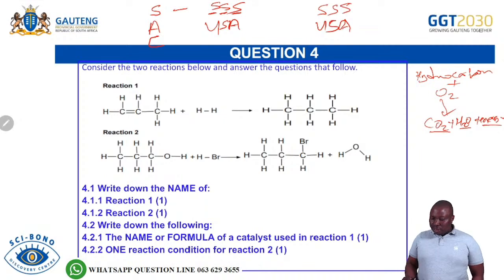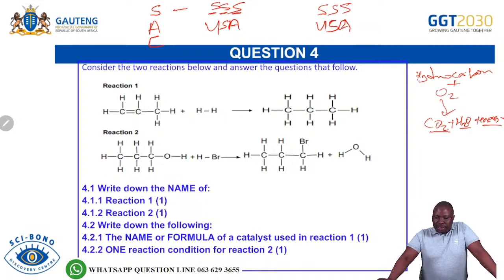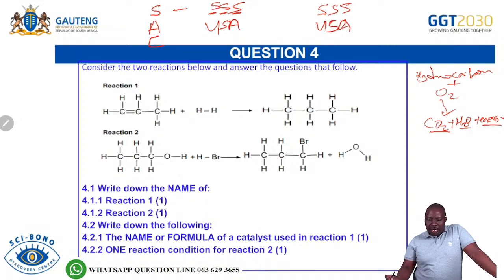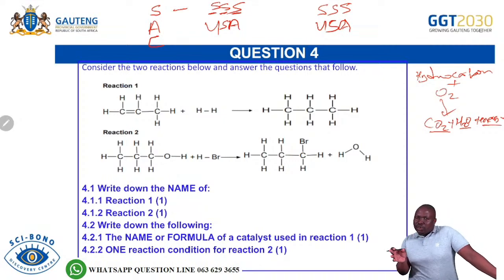This question was poorly answered, as I indicated, and you can see that you can collect as many marks as you can. Because let's go to the question. It says, consider the two reactions below and answer the questions that follow. So if you check here, you will see that you are given reaction 1. If you look at reaction 1, I told you, all you're looking for is a double bond. Do we have double bonds? Do we have single bonds? Do we have triple bonds?